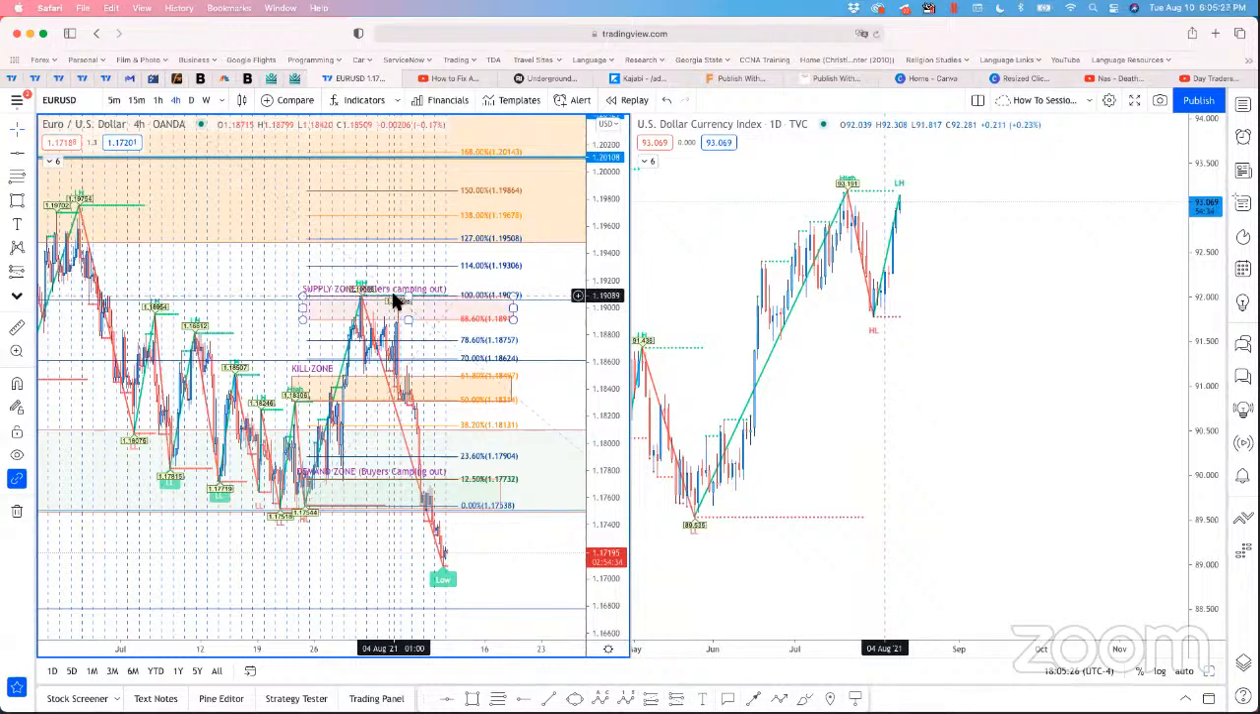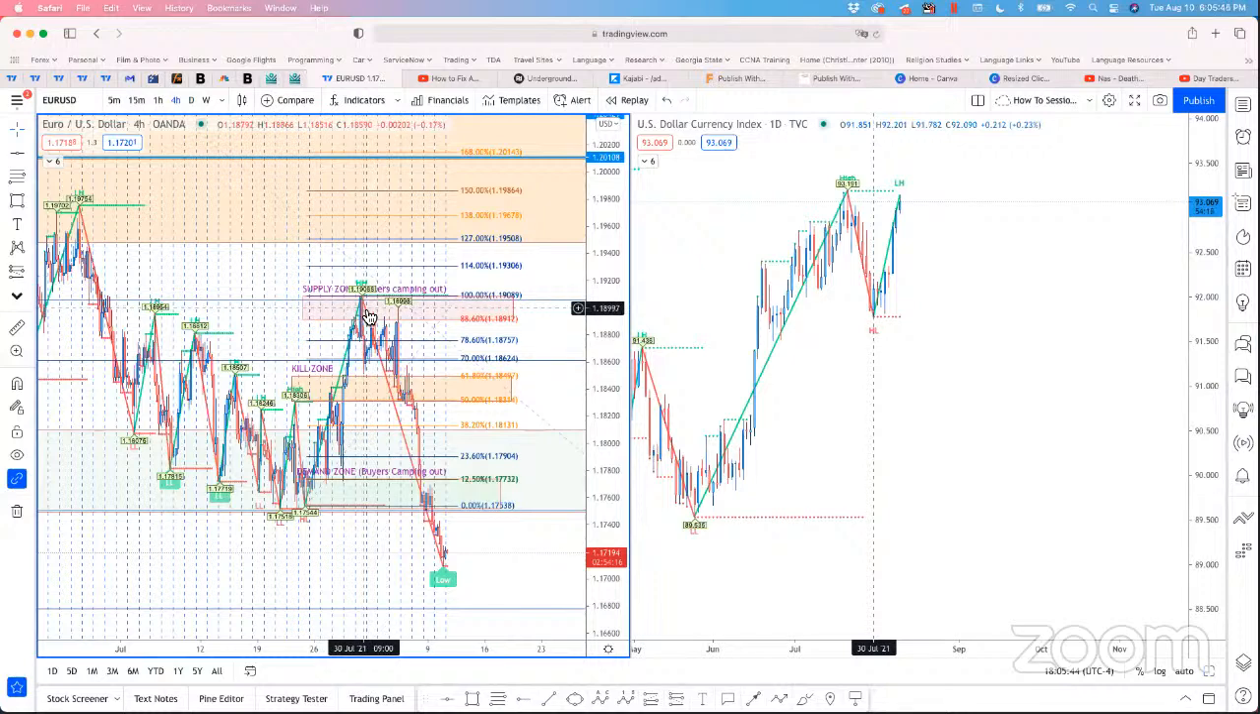If it does trade above this, I'm going to trade it until it gets to this kill zone. That's a higher time frame kill zone. And if it trades up here and rejects, I'm going to sell.